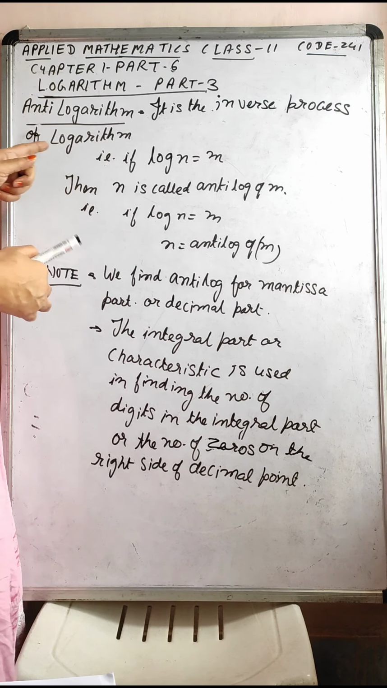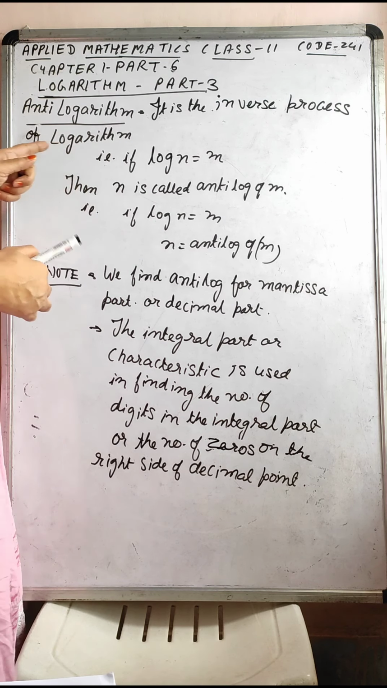So let us write the algorithm of anti-logarithm, or how to find the anti-logarithm of a given number. I am writing the algorithm or the steps. You can note down. So the algorithm to find the anti-logarithm of a given number, I have noted down over here. Let us understand it. Let the number be any number.